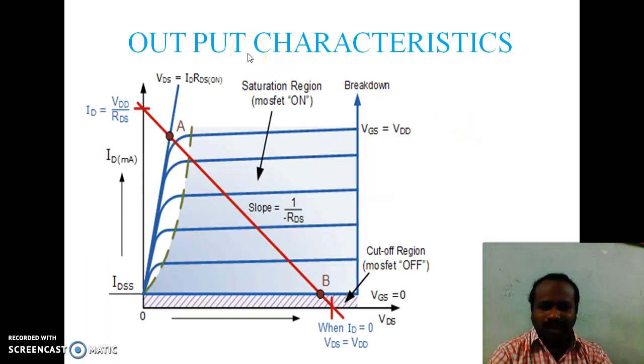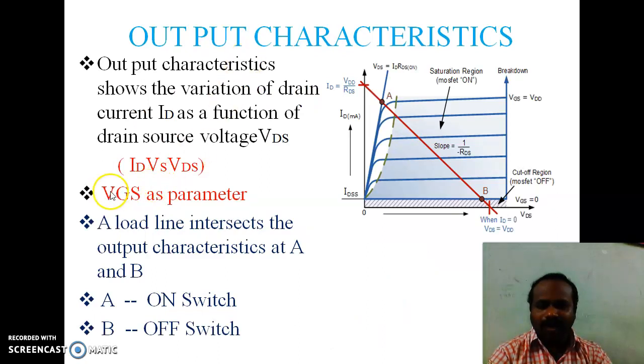Next, output characteristics. The output characteristics is drawn between drain current and drain to source voltage, where VGS is a parameter. Here it is the graph drawn between ID, that is drain current, and drain to source voltage, where VGS is a parameter. Now this red line shows the load line. This load line intersects the output characteristics at point A and also at point B.